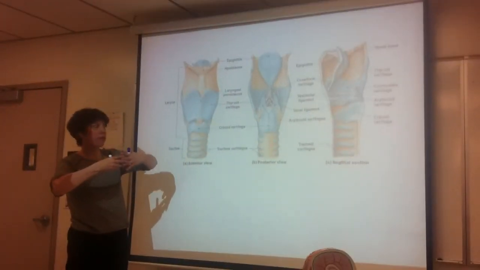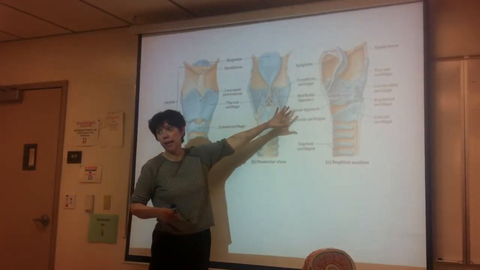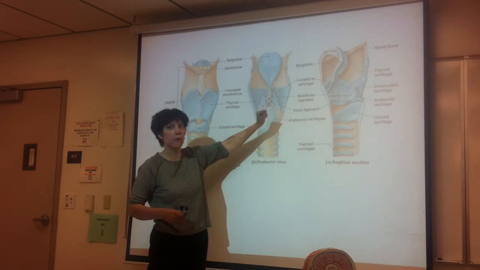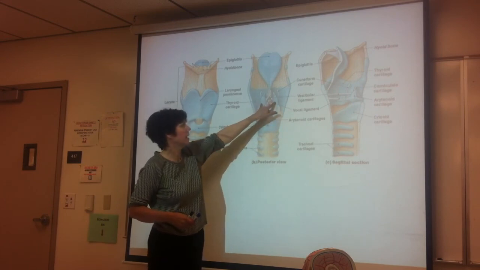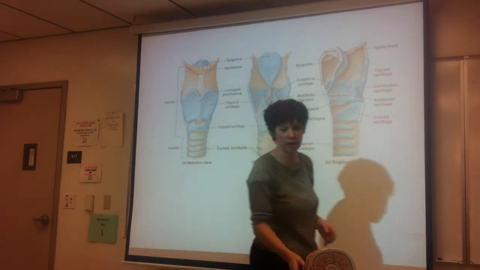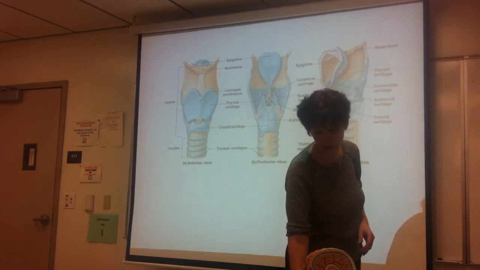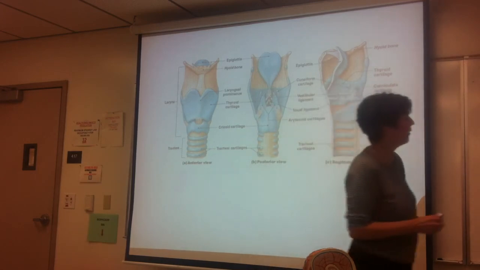Now, from the posterior view, we have several pairs of cartilages. Two very small pairs, and then these cartilages that sit right here. So these cartilages sit on the superior aspect of the cricoid cartilage. I'm going to just draw it from this view.